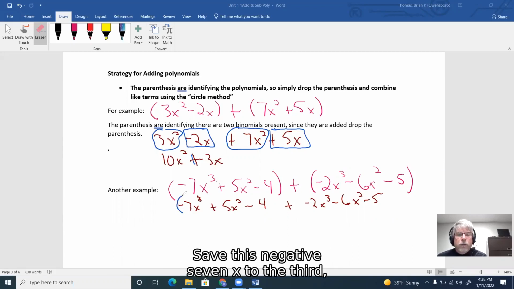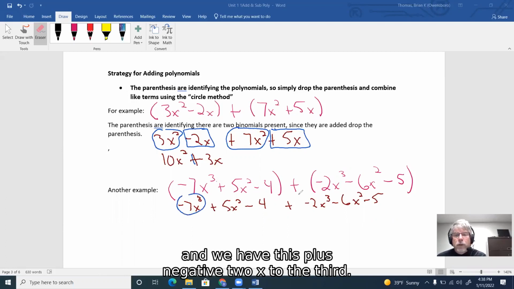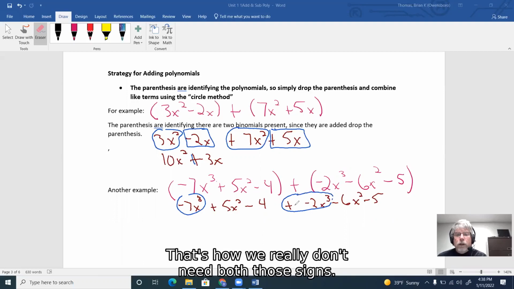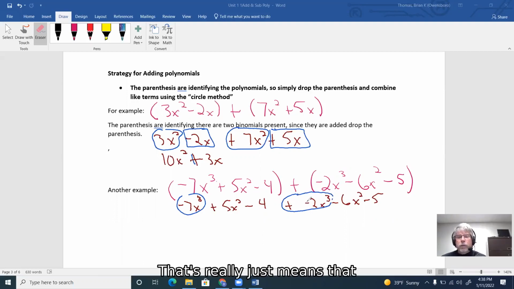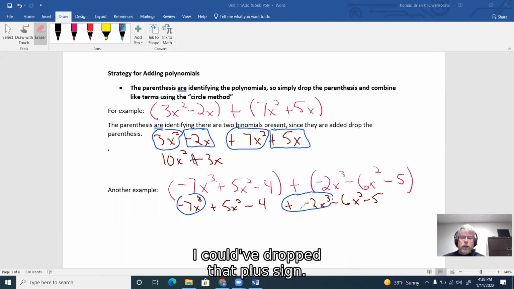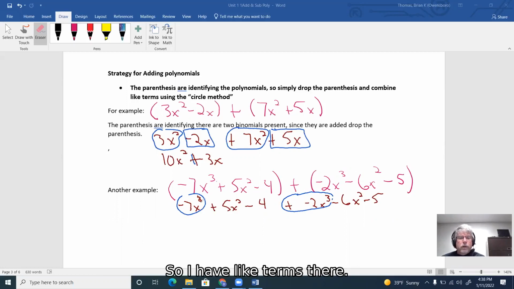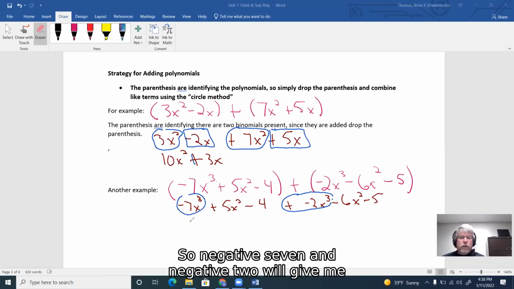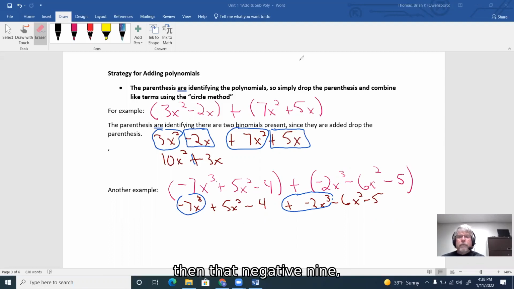So we have this negative 7x to the third, and we have this plus negative 2x to the third. Notice how we really don't need both those signs. That really just means a negative 2x to the third. I could have dropped that plus sign. So I have like terms there. So negative 7 and a negative 2 would give me then that negative 9. So that's negative 9x to the third.